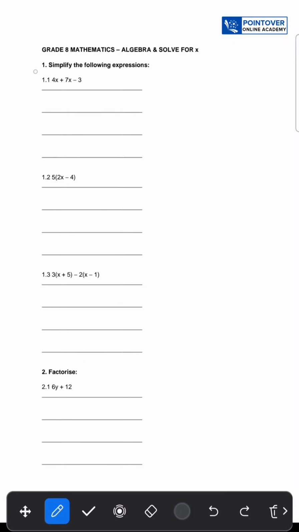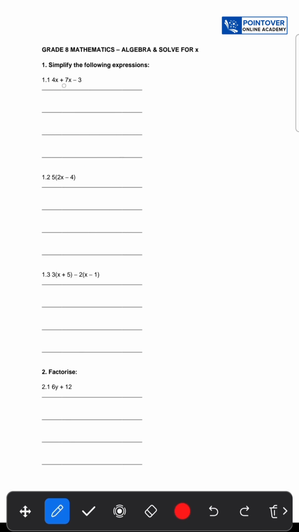Okay, so here we are given the grade 8 mathematics, algebra, and solve for X question paper. Question one, they want us to simplify the following expressions. All right, so whenever we are simplifying expressions, we'll be getting like terms, subtracting, division, multiplying in, all those kinds of things. So let's look at the first question, which is 1.1.